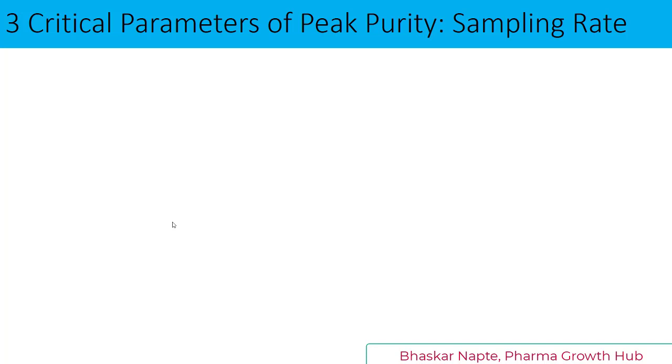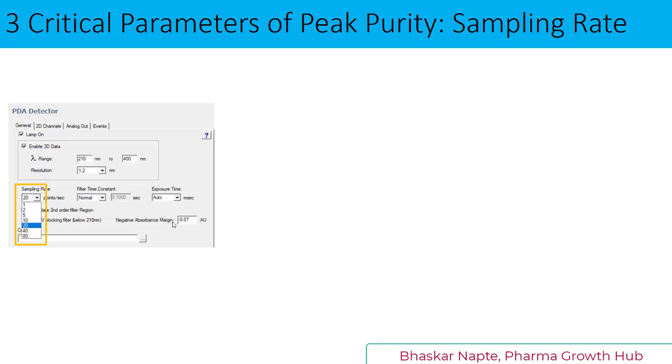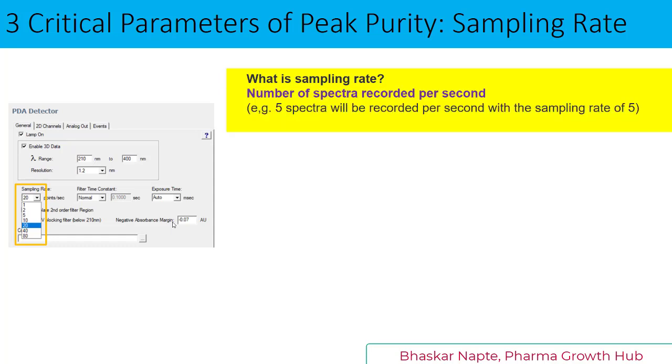The third important point is the sampling rate. So what is meant by sampling rate? Let us look at the options available in Empower. You can give the sampling rate from 1 to 80. The definition of sampling rate is here: the number of spectra recorded per second. For example, if 5 spectra get recorded per second, then you can say I have a sampling rate of 5 points per second, because 5 spectra are getting recorded per second.